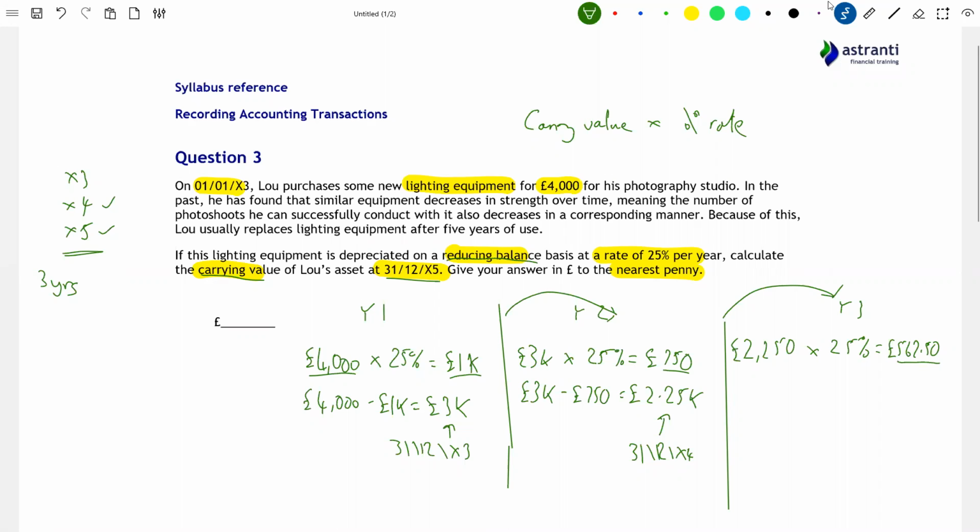Okay. So £2,250 minus £562.50 gives us a carrying value at the end of year 3 of this asset's useful life of £1,687.50. Okay, so this is the final carrying value and our final answer to this question, okay?